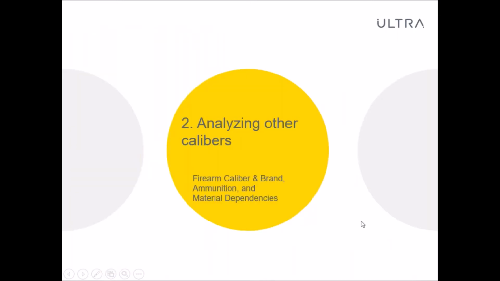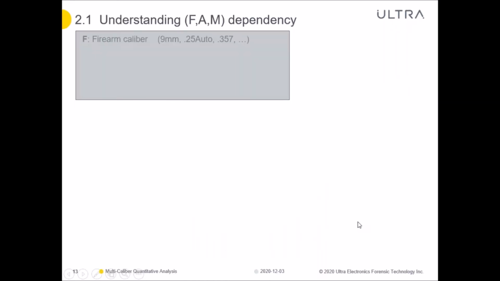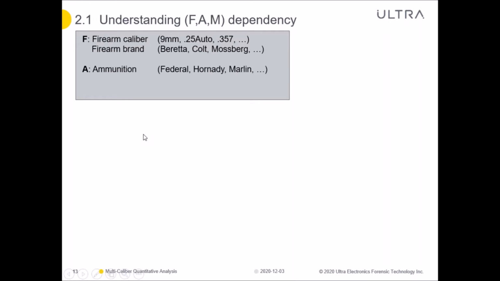Now we jump into the core of this presentation: analyzing other firearm calibers and brands, ammunition types, and bullet materials. In this section of the webinar, we will explain first what we found analyzing other calibers, and secondly, how we generalize the method to other calibers. Firearm caliber examples: 9mm, 25 auto, 357. Firearm brand examples: Beretta, Colt, Mossberg, Browning, Remington, Winchester, name it. Ammunition type: Federal, R&D, Marlin. And finally, bullet material: copper, brass, lead, nickel.